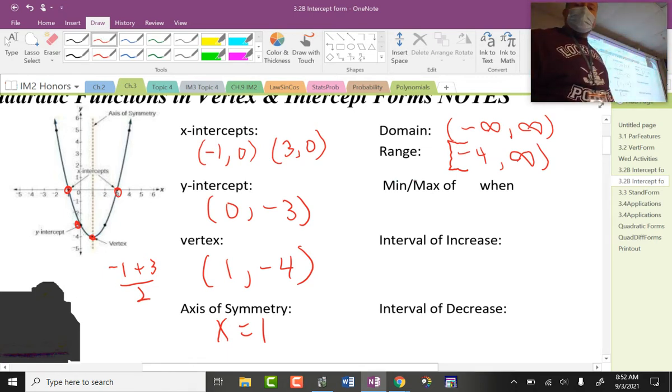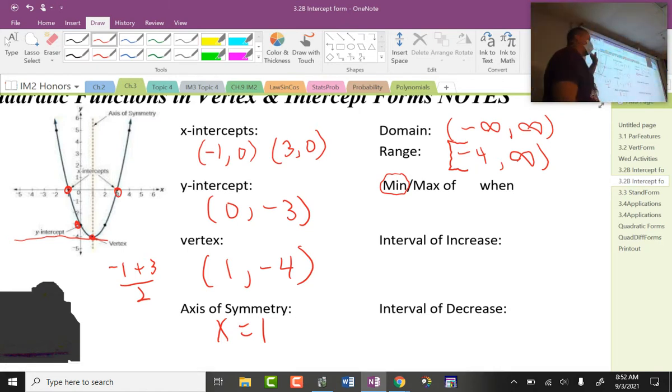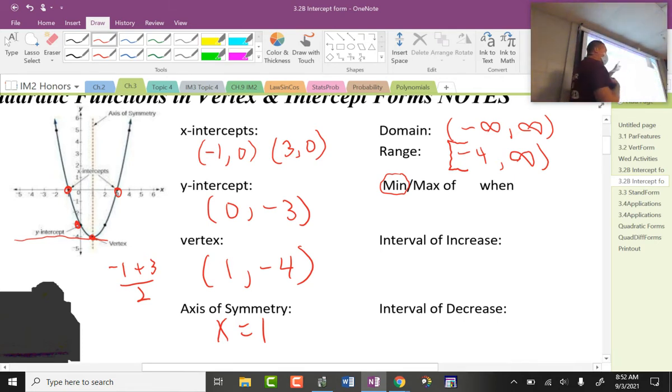Okay, this is actually a minimum because this is the absolute lowest part of this graph. As a matter of fact, this should be called an absolute minimum. But we'll wait till fourth quarter, if we had quarters here at Lockport, for the difference between absolute and relative minimum and maximum. But we'll just call it a minimum. And this is how you word it.